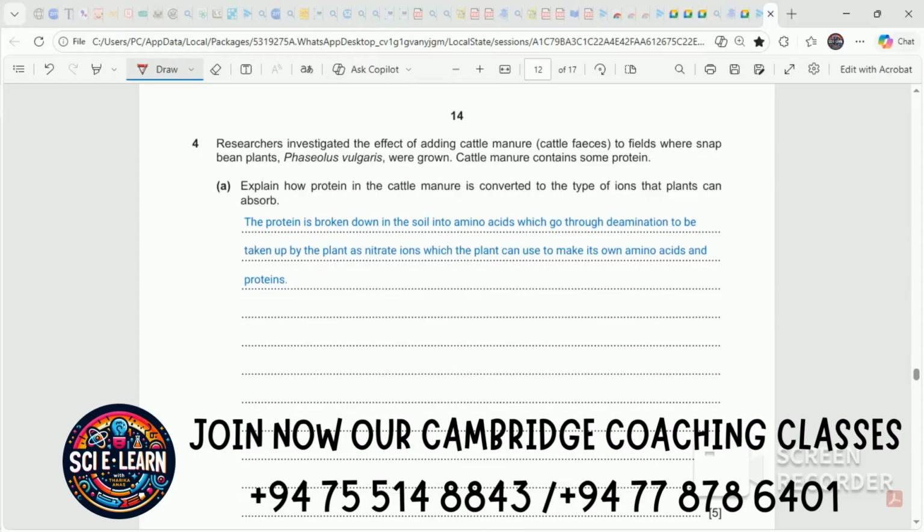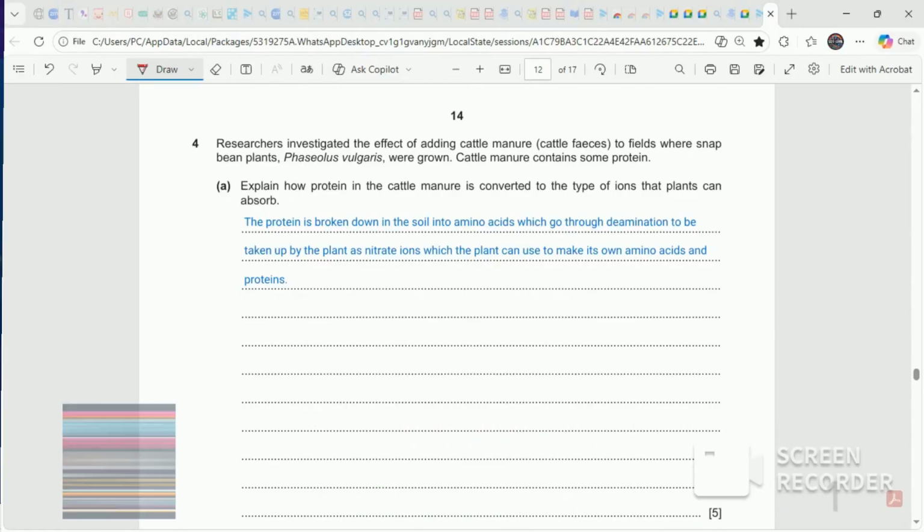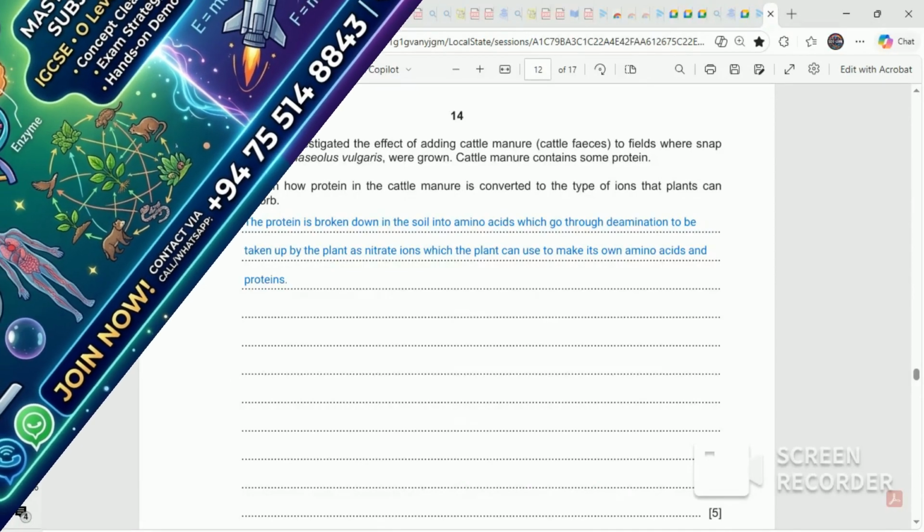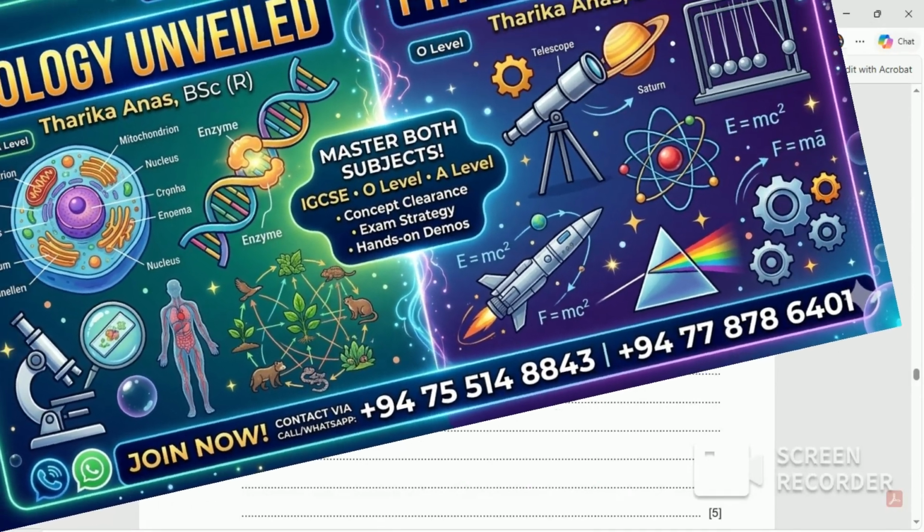Okay, so next one is the 4th question. Same thing with this one. I didn't know this, like this is nitrogen for secretion. So I just kind of guessed.